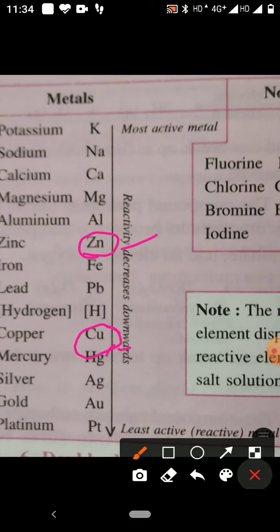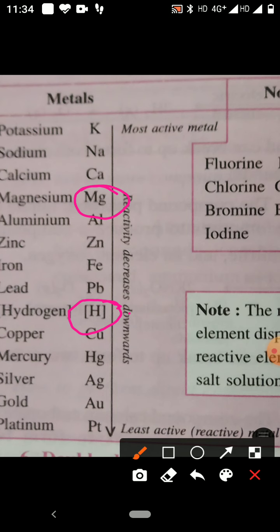Now take the second example. In the second example, we add magnesium to sulfuric acid, H2SO4. The position of hydrogen in the electrochemical series, or reactivity series, is here. The magnesium position is above the hydrogen, so magnesium is more reactive than hydrogen. Therefore, from the dilute sulfuric acid, magnesium will displace the hydrogen and magnesium sulfate is formed.